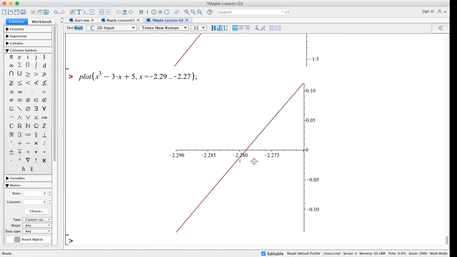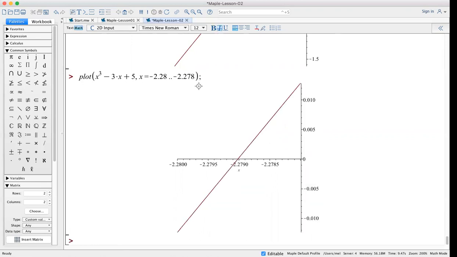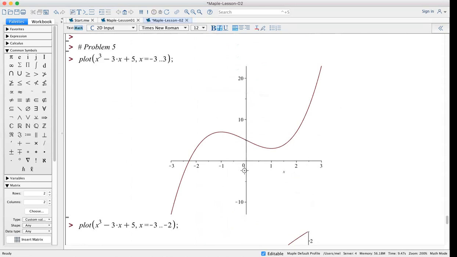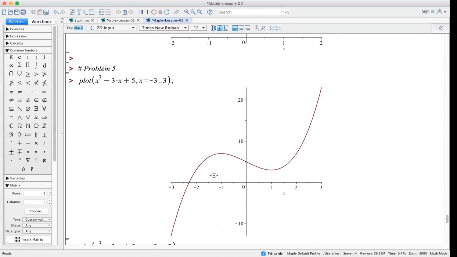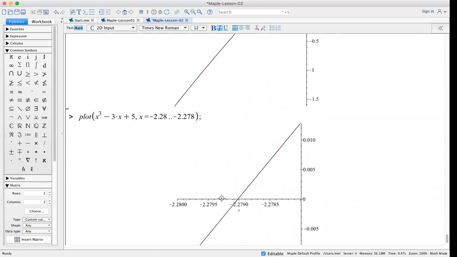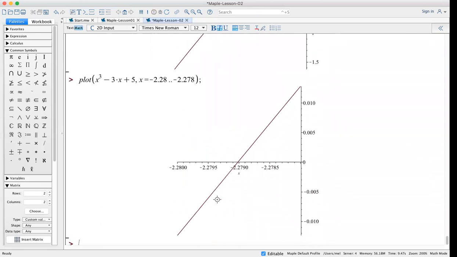So you can see it's getting very close to -2.28. Let me graph it from -2.28 to -2.278. Let's try that. So you can see it's really close to -2.279. What I'm doing is I'm just magnifying the graph around this point and solving the equation graphically in that way.